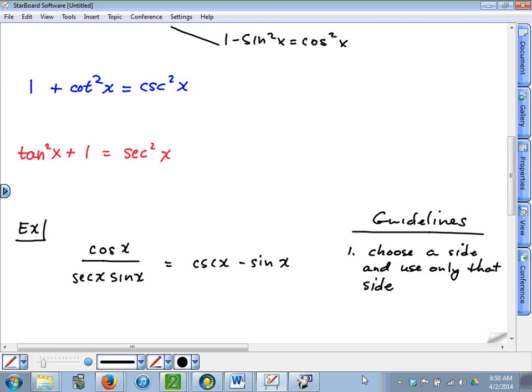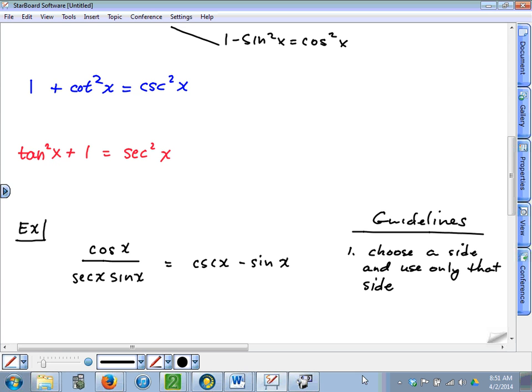You're not performing operations to both sides. Like, you're not going to add 1 to both sides or divide both sides by 10 or whatever that is. That's solving equations. We're not solving equations. We're doing a proof. You all understand that? You can't perform operations to both sides of this. Generally, you're going to want to choose the more complicated side. That's usually going to be your best bet. Not always, but usually.